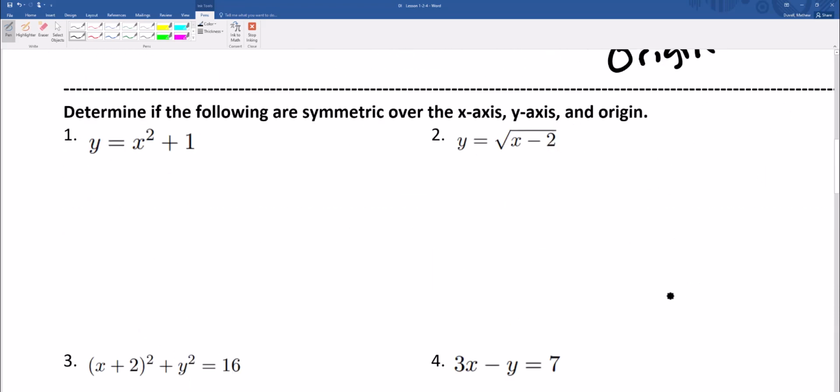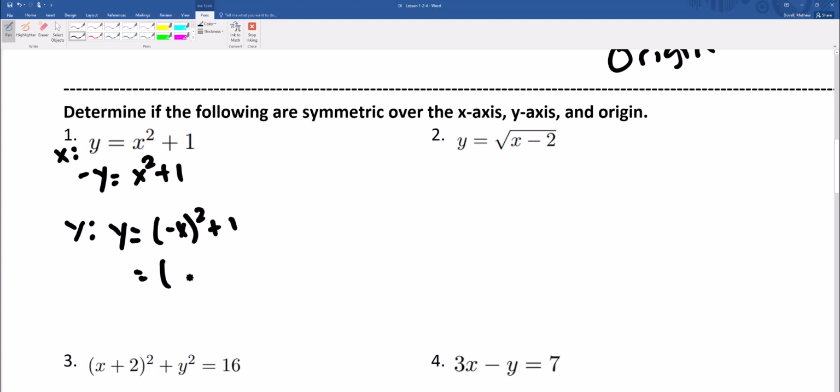So moving on, determine if the following are symmetric. So negative y, is that the same as, so this is over the x-axis. The answer is no, those are not the same. There's nothing I can do to manipulate it. Is it symmetric over the y? So we plug in a negative for x, so y equals negative x squared plus 1. That turns into positive x squared plus 1. Yes, these are the same, so it will be symmetric over the y.